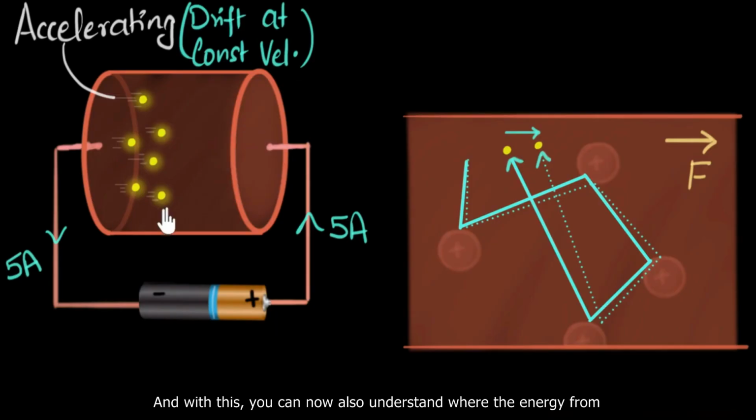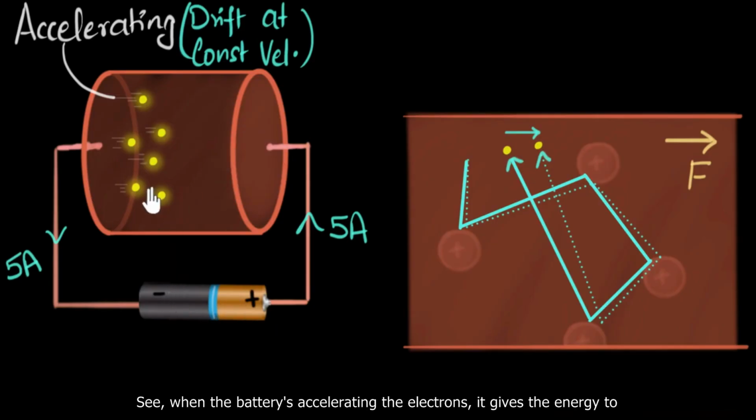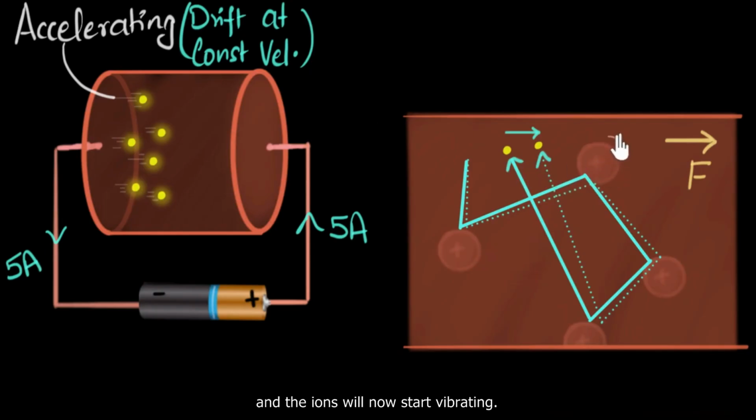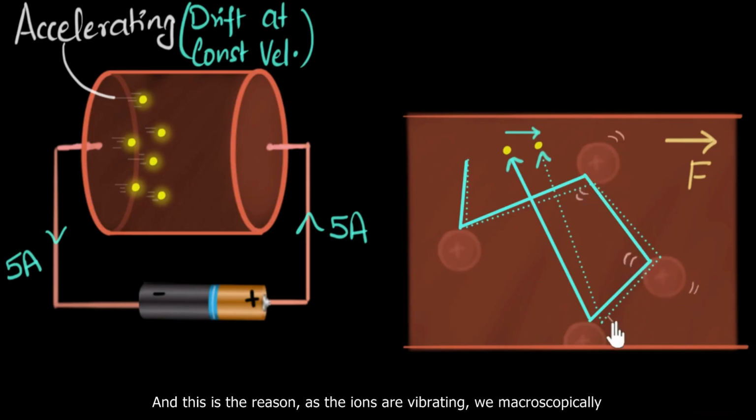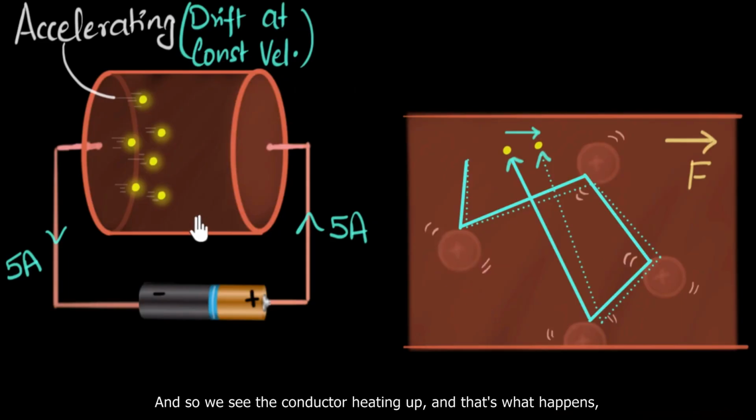And with this, you can now also understand where the energy from the battery goes. When the battery is accelerating the electrons, it gives energy to the electrons, but then every time the electron collides with these atoms, these ions, the electron transfers its energy to the ions, and the ions start vibrating. As the ions vibrate, we macroscopically experience this as heat. And so we see the conductor heating up, right? When you pass current through something, it heats up.